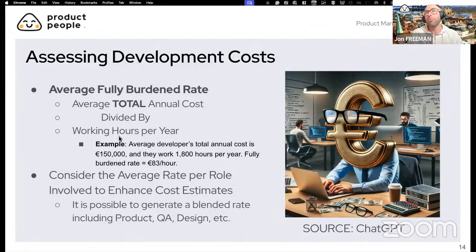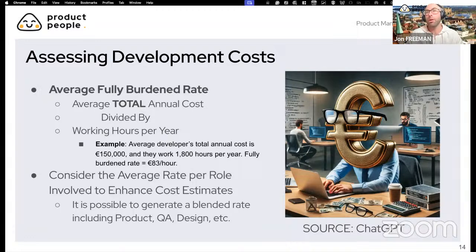So as an example, an average developer's annual cost is, for the sake of this argument, 150,000 euros. That's a great company to work for if you're a developer. You work 1,800 hours per year, therefore 83 euros per hour, right? You could then convert that into days, you convert that into weeks, right? Whatever actually makes sense for your organization.